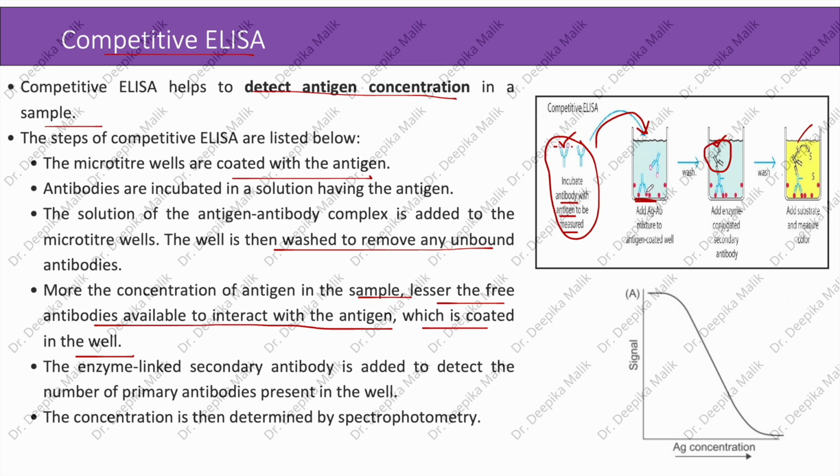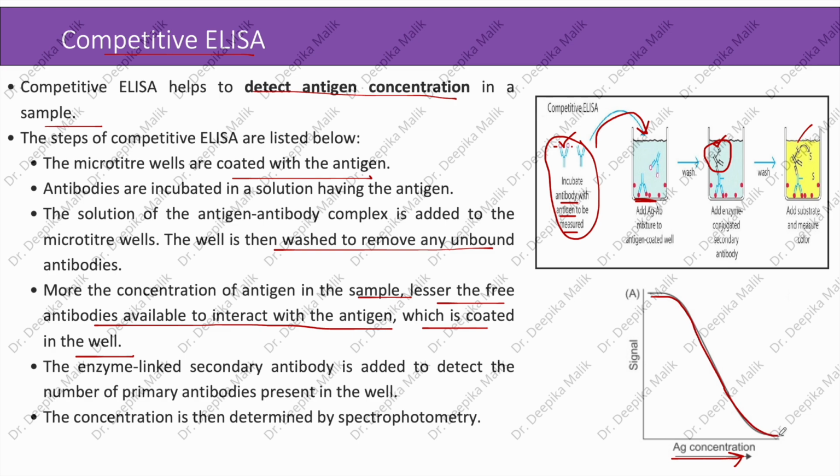Since only a few antibodies are able to bind to these antigens, the colored substance produced will also be less in amount. Thus, with increasing antigen concentration, there will be a decrease in the signal, a decrease in the colored product formation, giving a positive result.